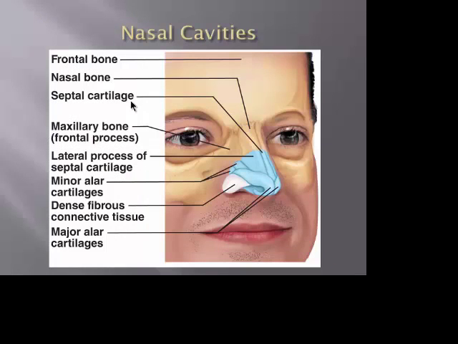Here now we come to the various parts, nasal cavities. So the external nose is part bony and part cartilaginous. This cartilaginous part is all hyaline cartilage. And you have two kinds of openings. Each one is known as the nasal cavity.